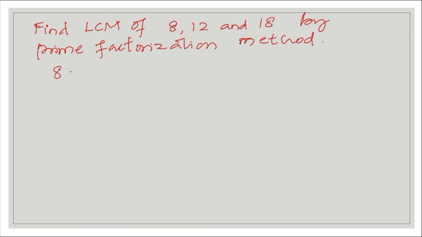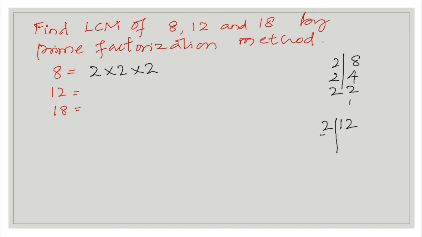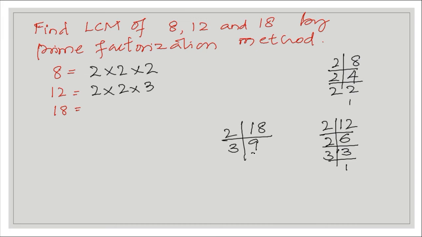Let me write the prime product of these three numbers. In the previous session, we have learned how to write the prime product. For that, I'll divide 8 by 2 four times, 4 by 2 two times, 2 by 2 one time. It is nothing but 2 multiplied 3 number of times. Same way, 12 I will divide by the prime factors. 2 divides 12 six times, 2 divides 6 three times, 3 divides 3 one time. So 2 multiplied by 2 multiplied by 3 will be the prime product of 12. Prime product of 18 is obtained by dividing. We get it as 2 multiplied by 3 multiplied by 3.